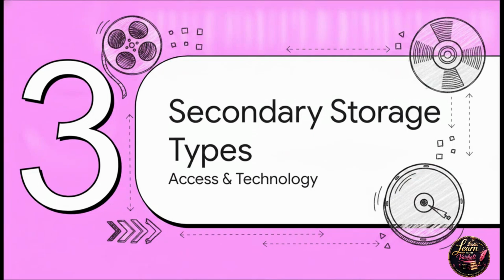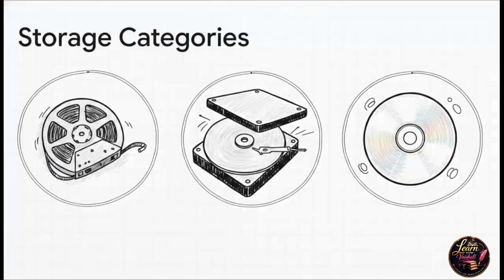All right, Section 3, types of secondary storage: sequential, direct, and optical. We can actually categorize these secondary devices based on their access method, how they get to the data, and their underlying technology. We basically have 3 main categories to look at. First up, sequential access devices, like magnetic tape. Second, direct access devices, like your standard hard disk. And third, optical disks, which include things you probably used like CDs, DVDs, and Blu-ray disks. Let's break down exactly what makes these 3 categories function so differently from one another.